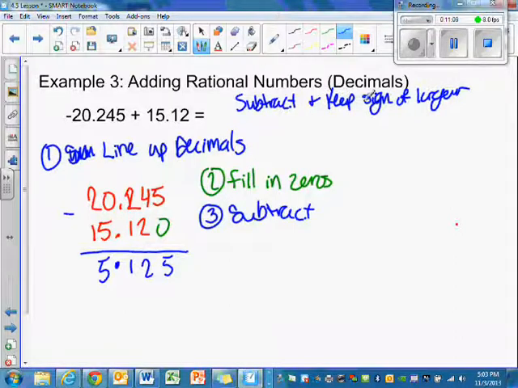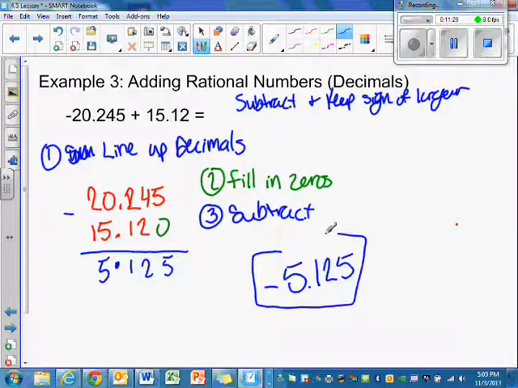So we're going to subtract and keep the sign of the bigger number, or the one with the biggest absolute value, which is this one, and it's negative. So my final answer is negative 5.125. So negative 5 and 125 thousandths.